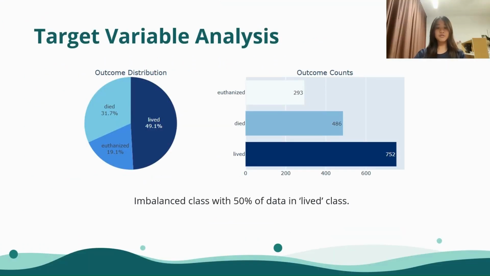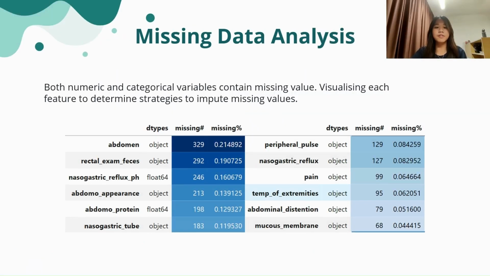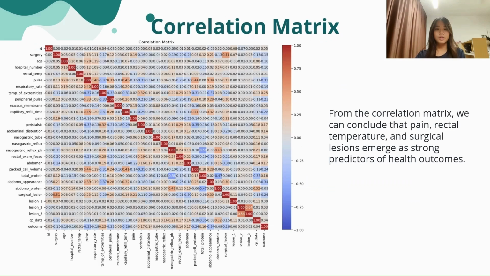The target variable has 3 classes and there is an imbalance, with 50% of the data belonging to the lived class. Both categorical and numerical variables contain missing values. Further analysis is needed to determine the best strategy for imputing these missing values. We first analyze the dataset by plotting the correlation matrix. From the matrix, we can conclude that pain, rectal temperature, and surgical lesions emerge as strong predictors of health outcomes.